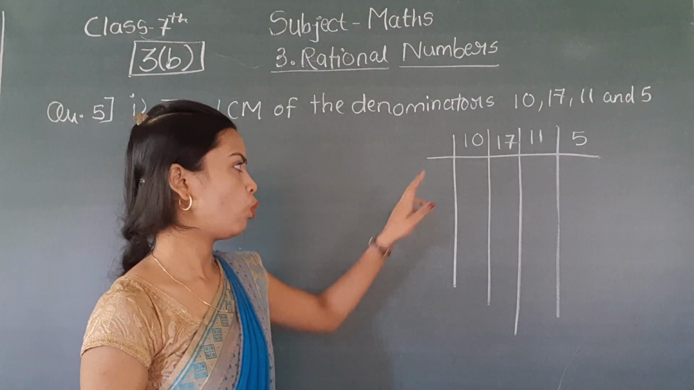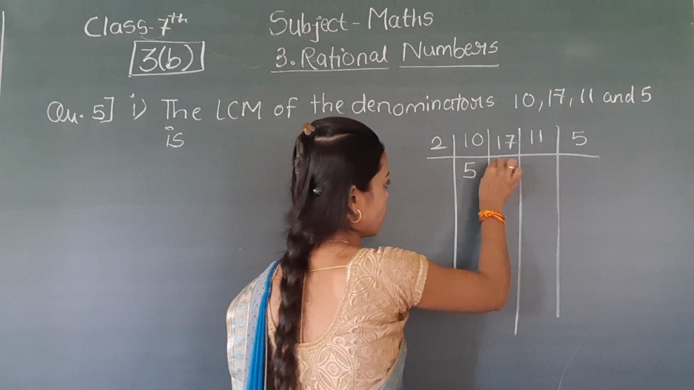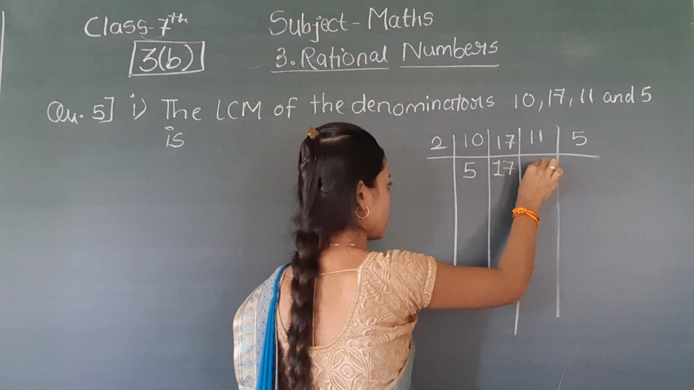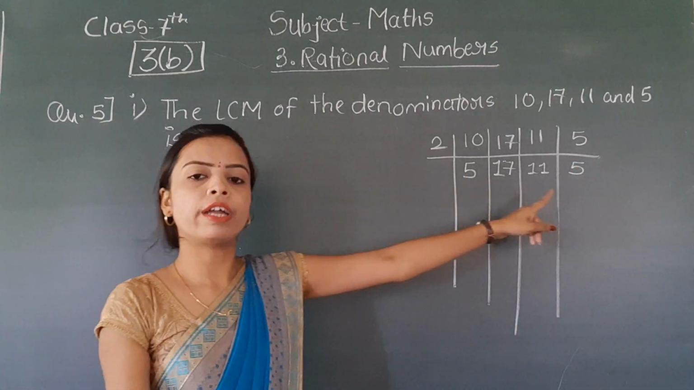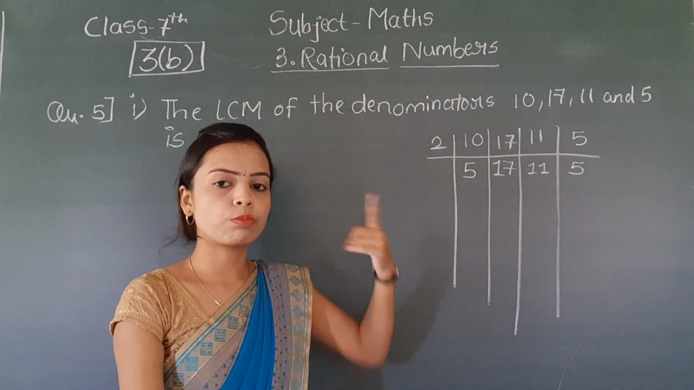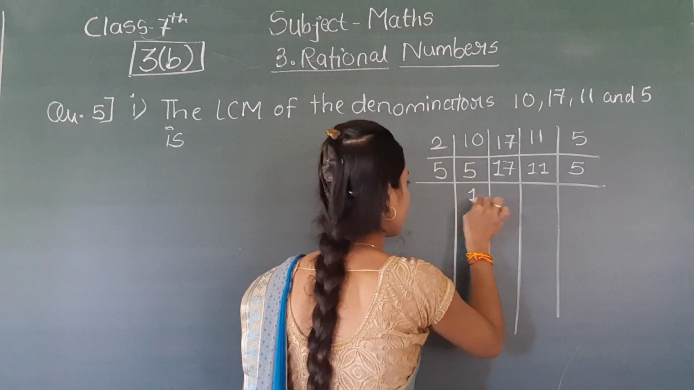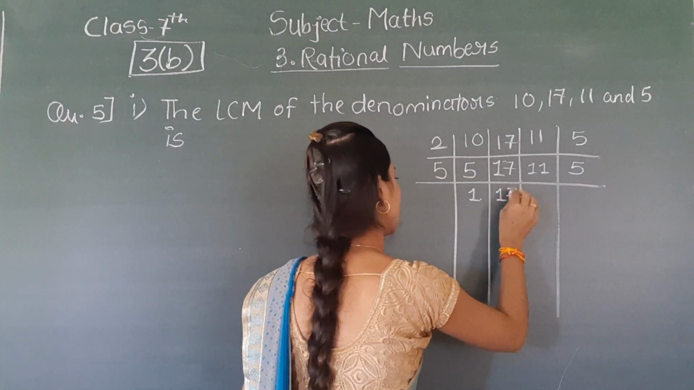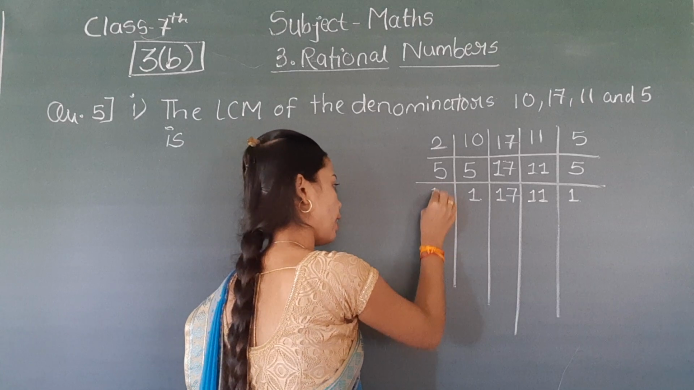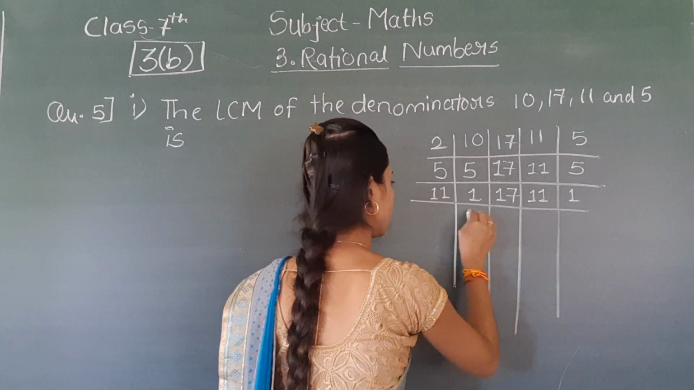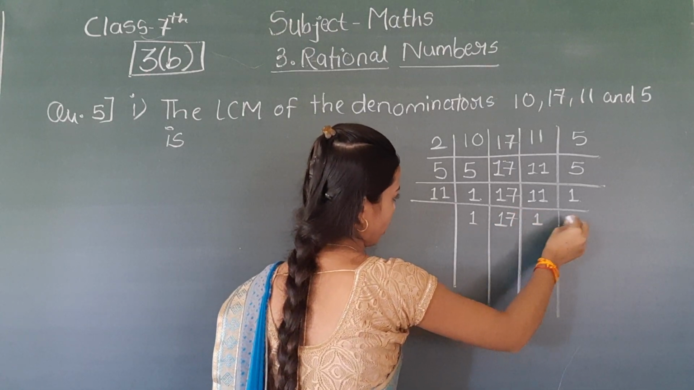The first prime number is 2, so divided by 2, you get 5 here, 17 as it is, 11 as it is, and 5 as it is. Now the next prime number. See, nothing is divisible by 2 anymore, and nothing is divisible by 3 either, so the next prime number is 5. Divided by 5, 5 ones are 5... 17 as it is, 11 as it is, and 5 ones are 5. Next is 11. So 11 ones are 1, 17 as it is, and 11 ones are 11, and again 1 as it is.